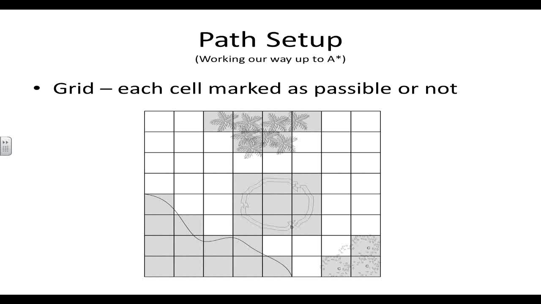So you can assign all of these different attributes to the different grid pieces, but basically each cell is going to be marked as either passable or not, or something in between, right? So how can you pass through swamp? Yeah. You can, but it's slow. So we can start to take all of those things into consideration. But again, everything is organized as this grid.